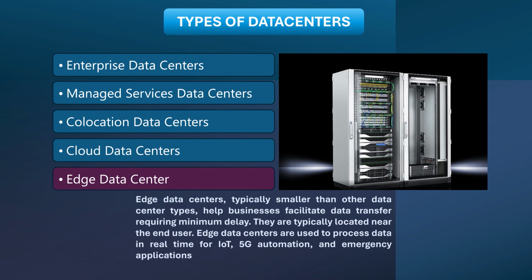Edge data centers. Edge data centers, typically smaller than other data center types, help businesses facilitate data transfer requiring minimum delay. They are typically located near the end user. Edge data centers are used to process data in real time for IoT, 5G automation, and emergency applications, given their requirement for low latency communications.